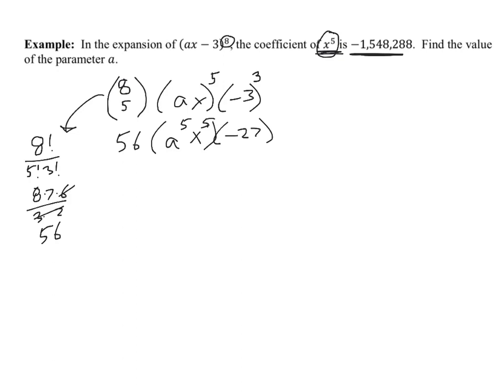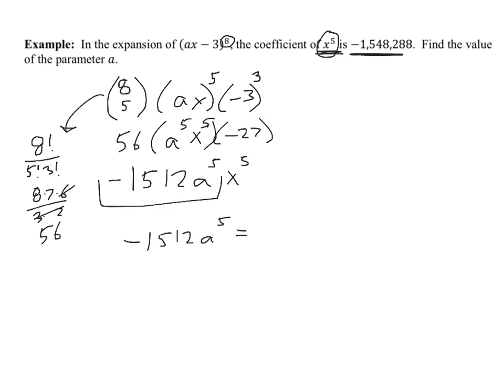At this point, I need to multiply these. We sort of need to pull this all together. If I multiply these two things together, I get negative 1,512 a to the 5th, x to the 5th. And again, at this point, we can tell what the coefficient of x to the 5th is. This is the coefficient of x to the 5th. So at this point, we can write our equation. We now know that negative 1,512 a to the 5th has to equal this huge number.